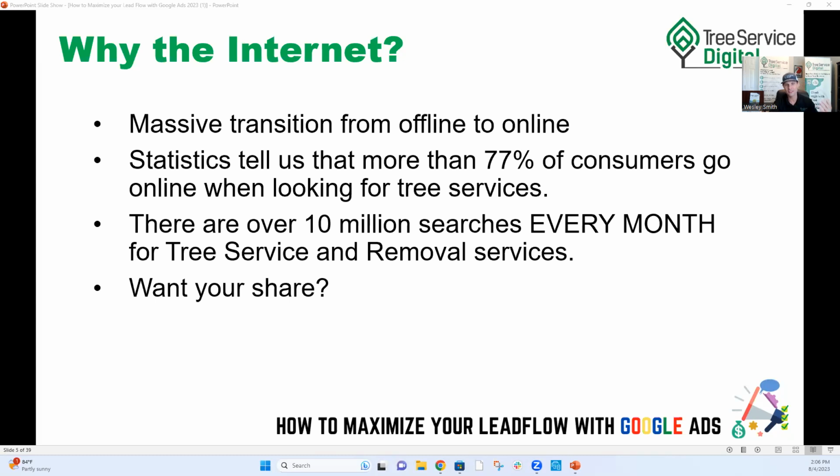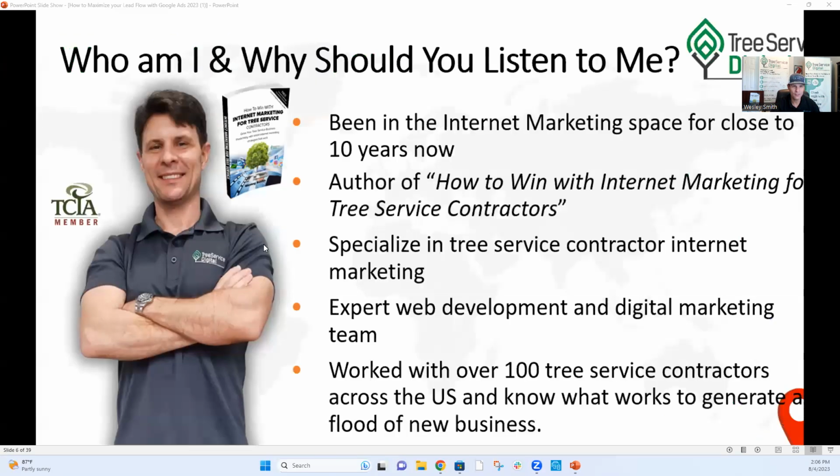So statistics tell us that more than 77% of consumers now go online when they're looking for tree services or any other services for that matter. There are over 10 million searches every month for tree service and tree removal, land clearing, forestry mulching, tree pruning, things like that. Do you want your share? You only need a small sliver of that. And that's worldwide searches. You only need a small sliver of that in your local market to get really, really good results.